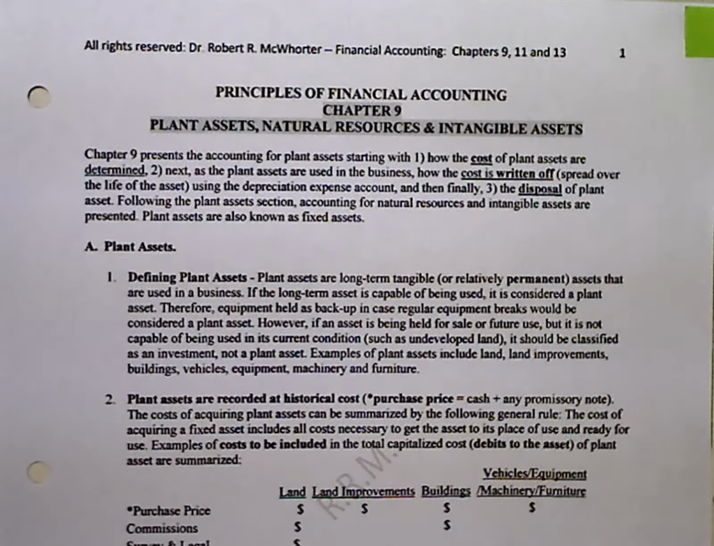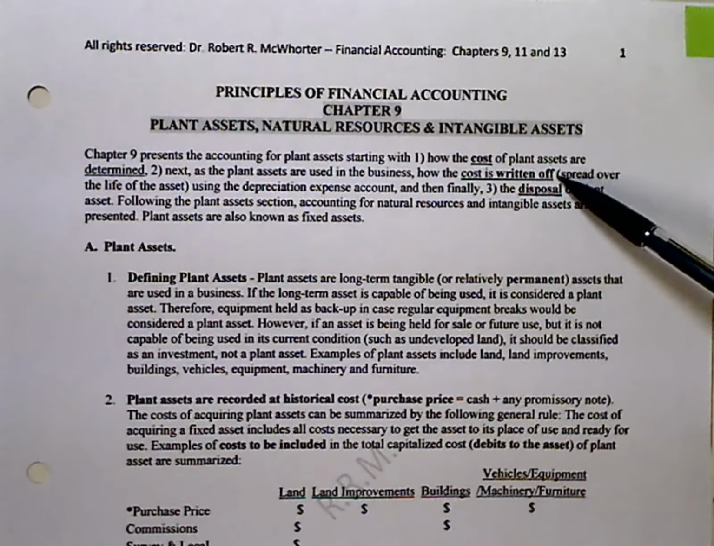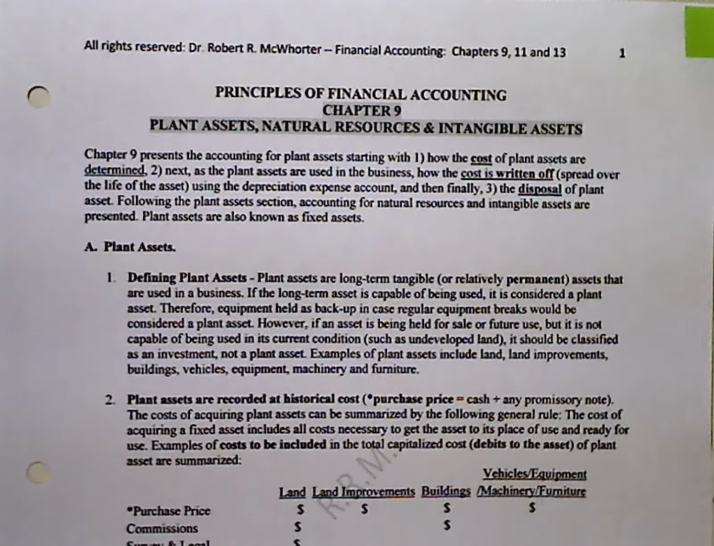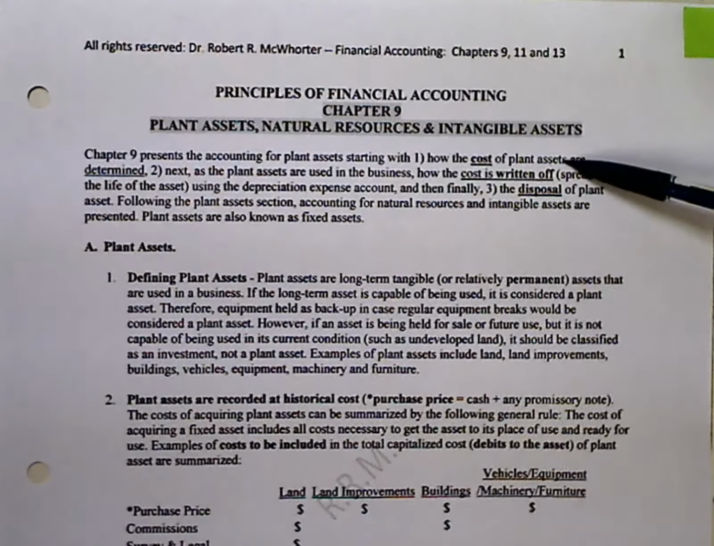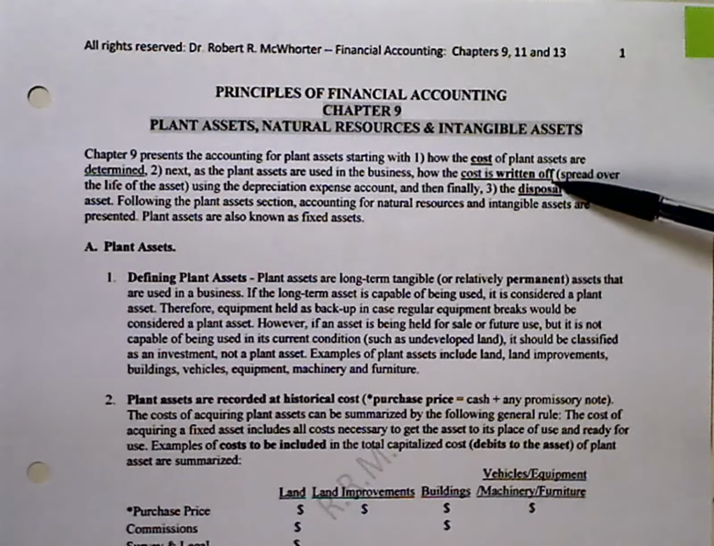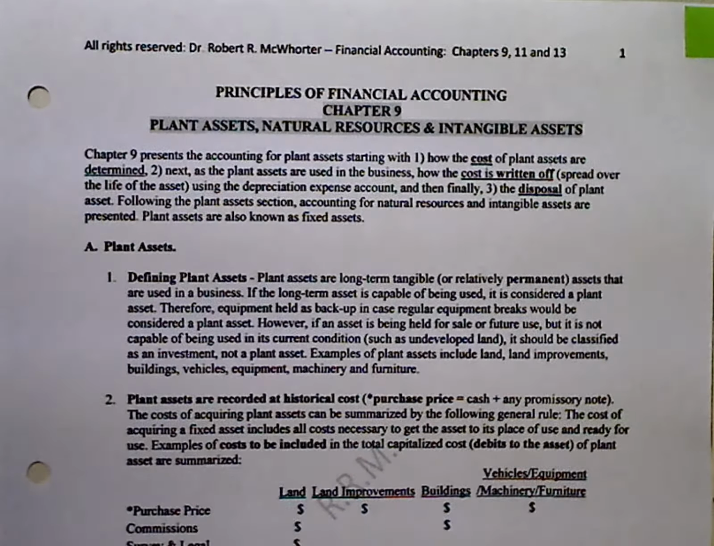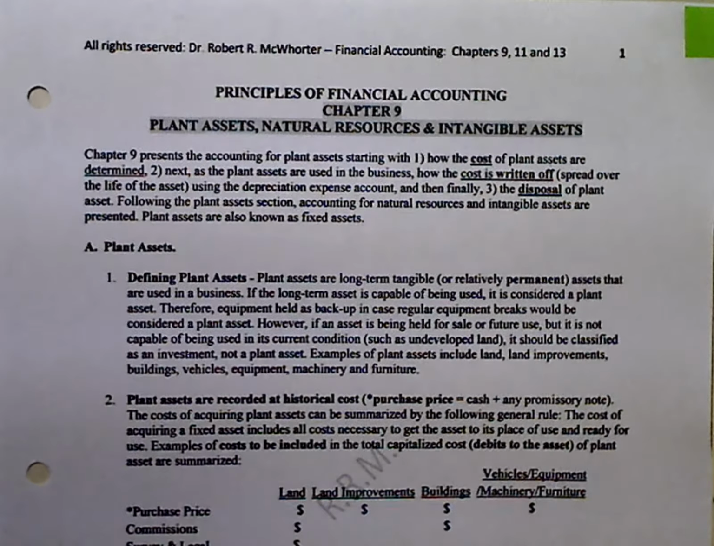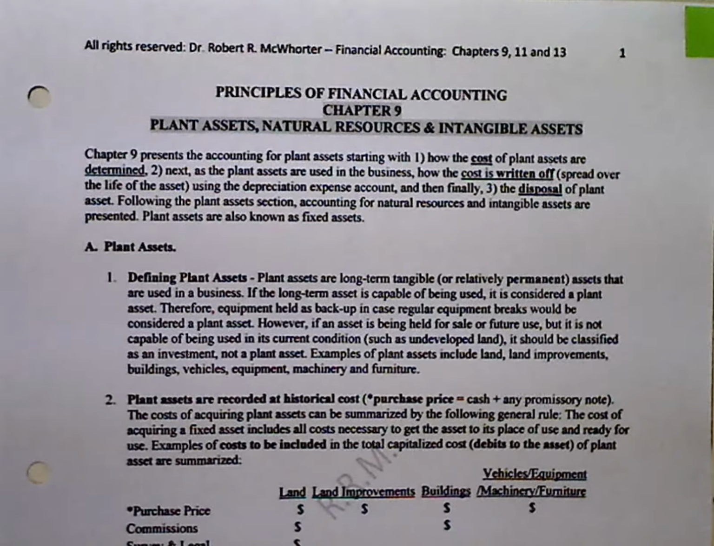Next, we'll look at how these assets are written off or depreciated over time. Accounting wants to spread the cost of these assets over the period of time in which the assets are used. The third element will be, well, sooner or later, we purchased the assets and established the cost. We've written them off over the life of it, and in the end, yes, there's going to be a disposal of some type. They're either going to turn into junk or maybe we're going to sell them, one of those options. So that'll be the focus of this chapter.